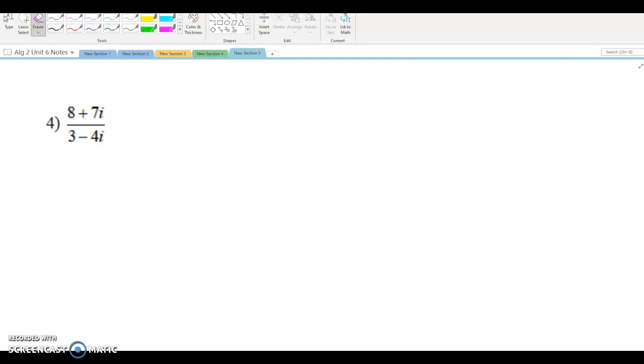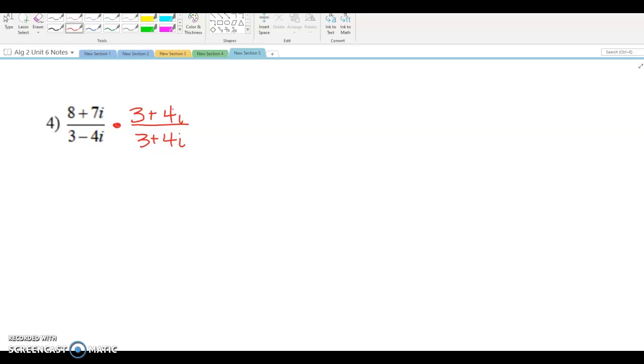So our first problem we're going to do from our practice work is the fourth. It's 8 plus 7i over 3 minus 4i. You've already told me that we have to multiply the top and bottom by the conjugate of our denominator. So 3 plus 4i, and 3 plus 4i goes to the top too. So what you do to the bottom, you also have to do to the top.